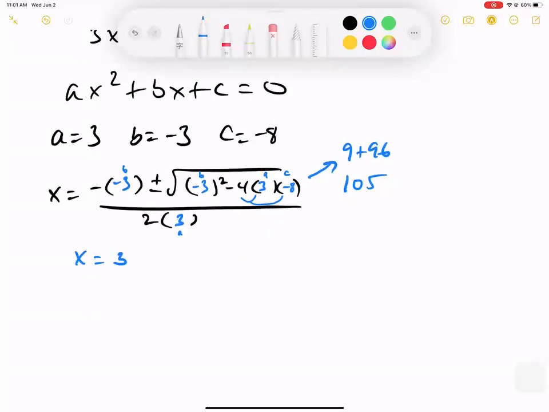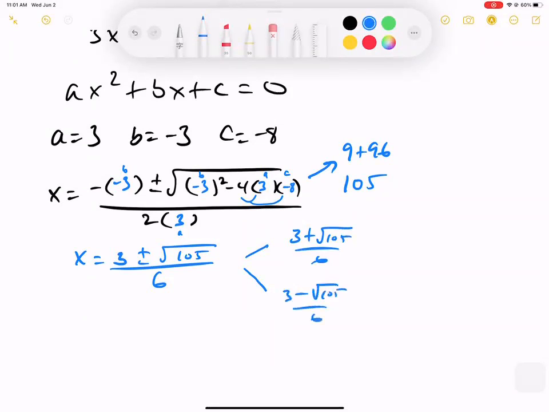Negative times negative in the front is positive 3, plus and minus the square root of 105 all over 2a. 2 times 3 is 6. Now we just have to plug this in the calculator, giving us our two versions: 3 plus the square root of 105 over 6, and 3 minus the square root of 105 over 6. We have two versions there, right?